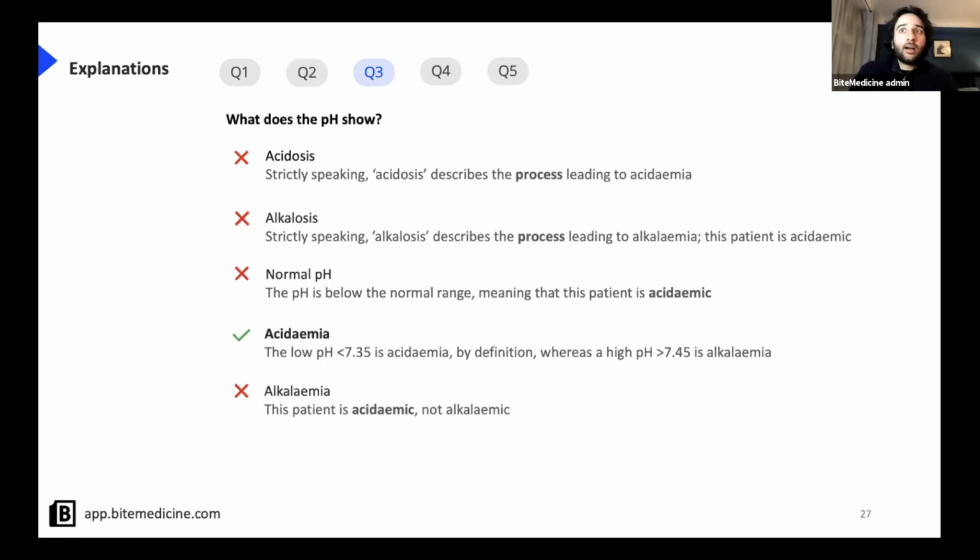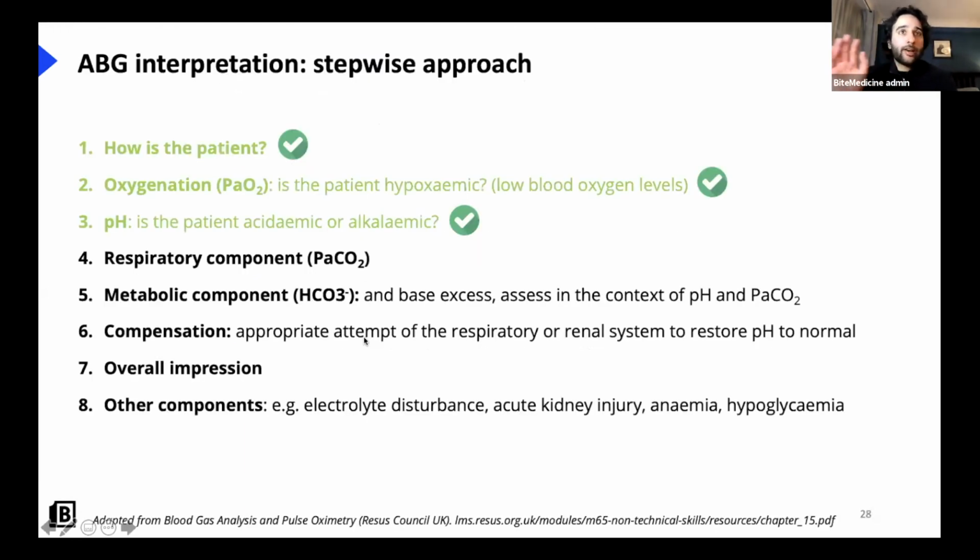Technically, that's why this is acidemia rather than acidosis. So that's a very technical point, but something which consultants seem to get very riled up about. So that's why this is acidemia, because the pH is less than 7.35. Okay, moving swiftly onward. So we know about oxygenation.